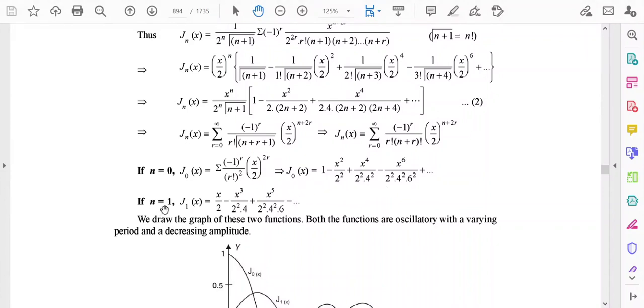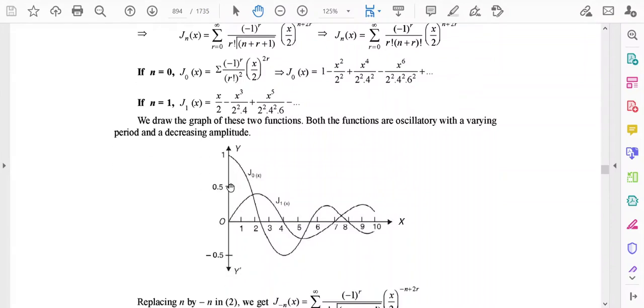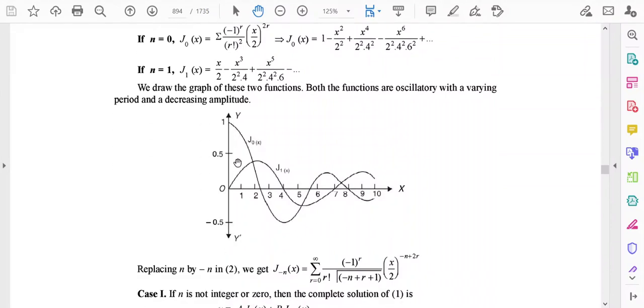And if we put n equal to 1, you will see that J1(x) is equal to x by 2 minus x cube by 2 square into 4 plus x to the power 5 divided by 2 square into 4 square into 6, and so on. We can also plot J0(x) and J1(x) as a function of x. The plots will look like this, and these plots are oscillatory functions. This can be clearly seen from the graphs.